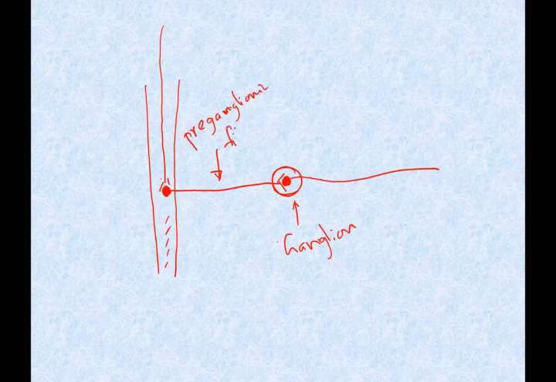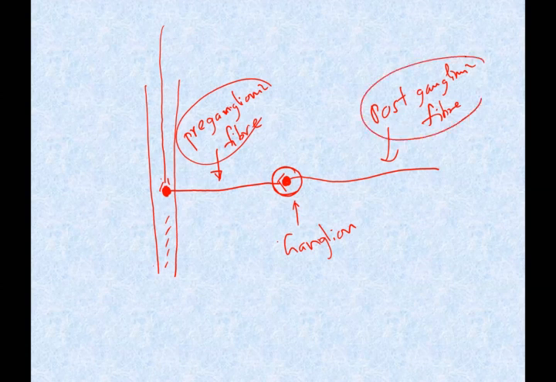Since this is a ganglion, this nerve fiber is called the preganglionic fiber. This is therefore the postganglionic fiber. Both the sympathetic and parasympathetic nervous systems have this arrangement. There's a preganglionic fiber and a postganglionic fiber. So that is the first thing that you need to remember.